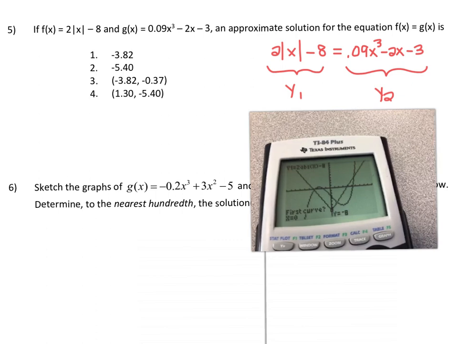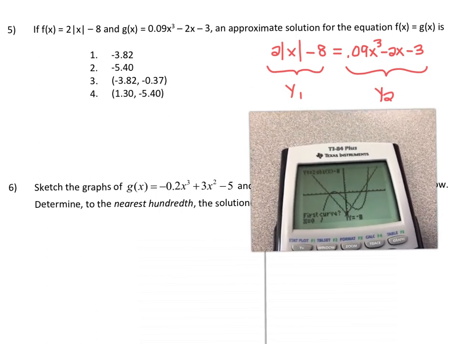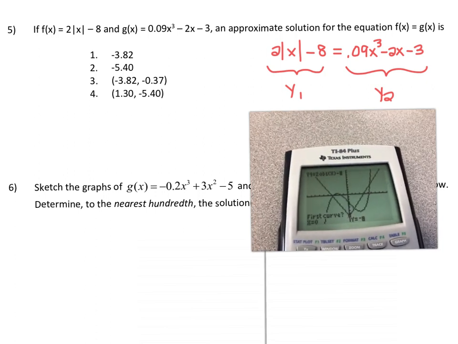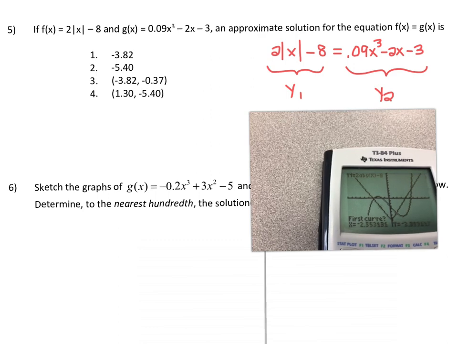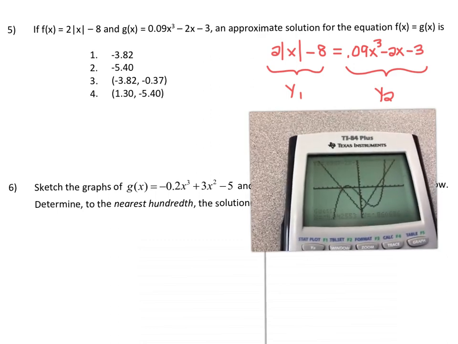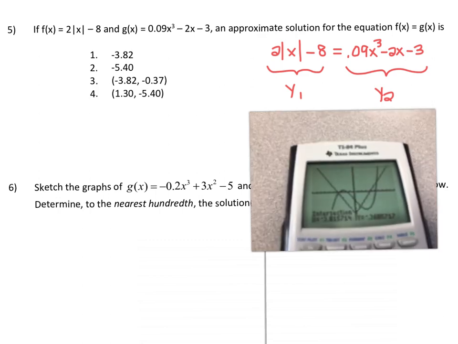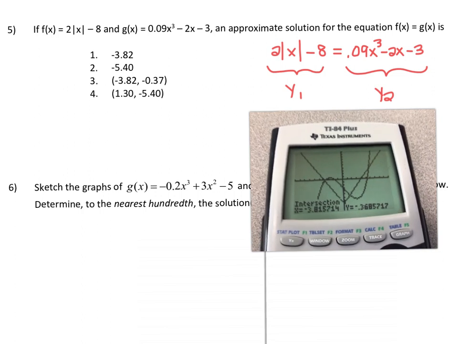All right, we have a few points of intersection, right? We have one here, and one there. So let's just start off with, I'm going to take my arrow key, let's start off with this one. I'm going to move it over here, right? And then I'm going to hit enter 3 times. 1, 2, 3.